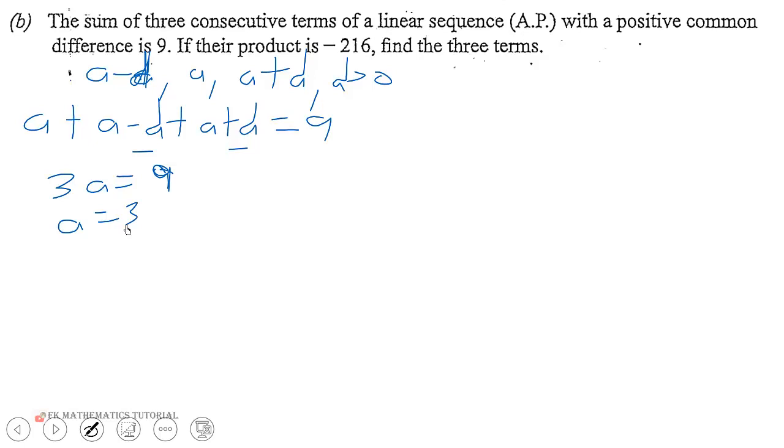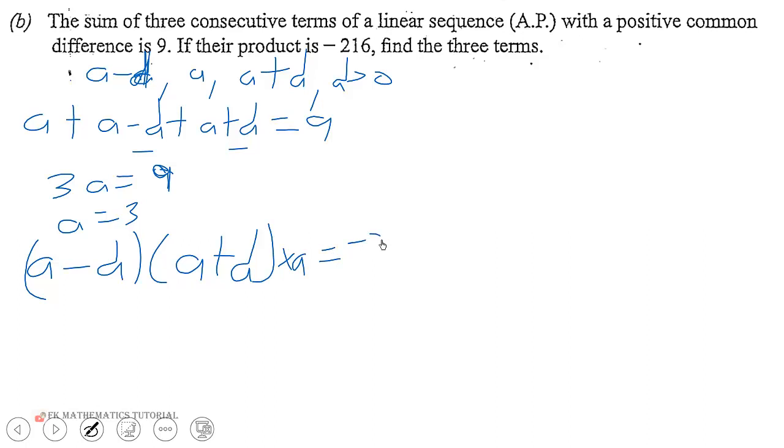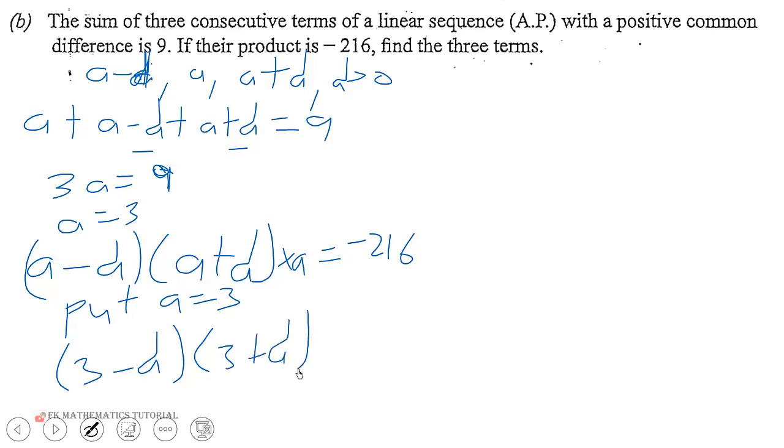And we're also told that the product is negative 216. So a minus d times a plus d times a is equal to negative 216. So we put a equal 3 into this equation. So this will give us 3 minus d in the bracket, 3 plus d, times 3 is equal to negative 216.